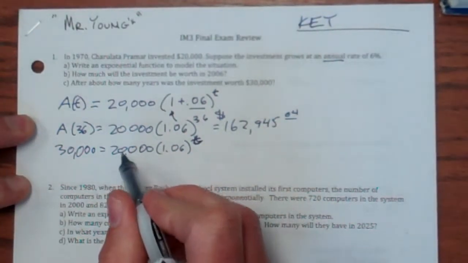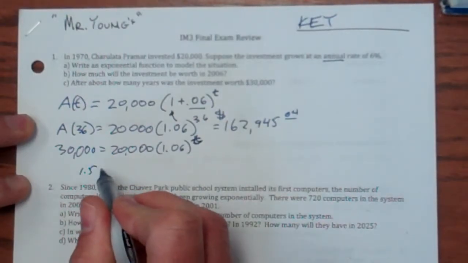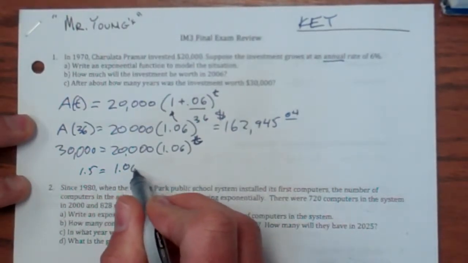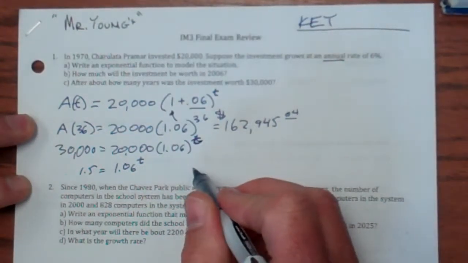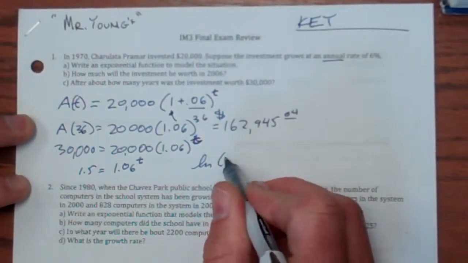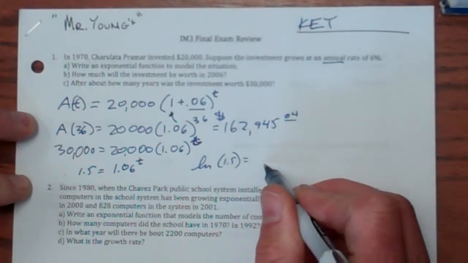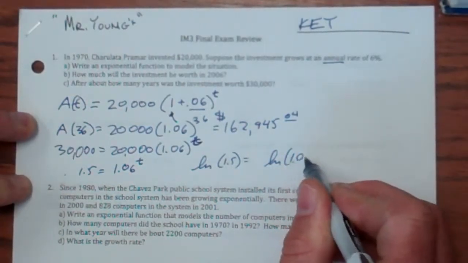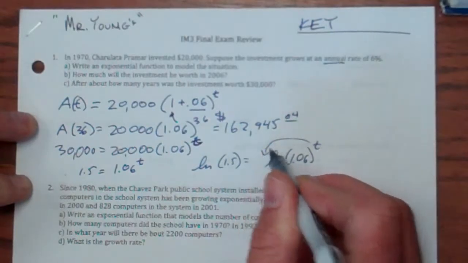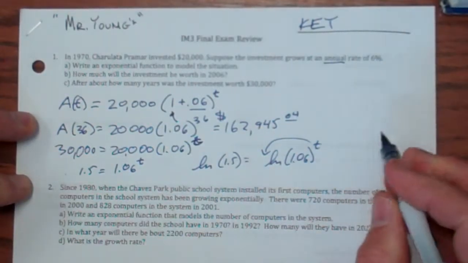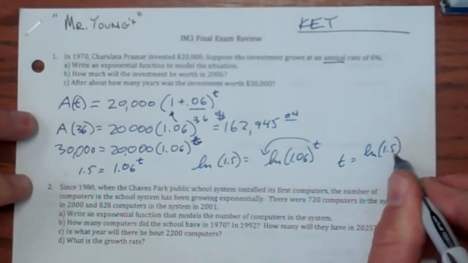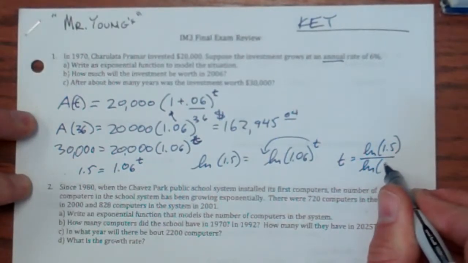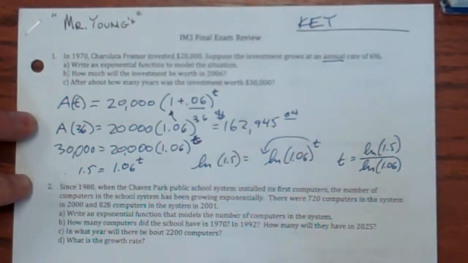And so when I divide both sides by 20,000, I get 1.5 equals 1.06 to the t. Now I take the log of both sides, common or the natural log, it does not matter. So I get the ln of 1.5 is equal to the ln of 1.06 to the t. Well, that t comes out front, and I divide both sides by the ln of 1.06. So t is equal to the ln of 1.5 divided by the ln of 1.06. Okay? So you can do that in your calculator. I think it's like 6 or 7 years.